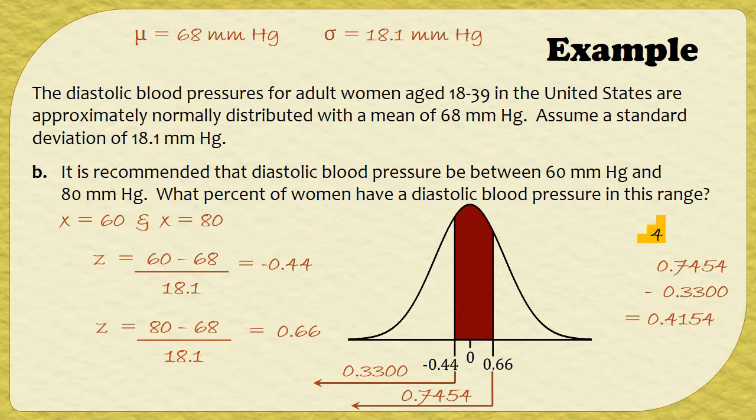Now, if it had asked me what is the probability or what proportion of women have diastolic blood pressure in this range, that would be my answer. However, we were asked specifically what percent of women. That means we need to change this decimal value into a percentage. To do that, you can move the decimal point or simply multiply by 100, and you end up getting 41.54%. Because we want to be as accurate as possible, do not round this to 42%. Leave it as 41.54%.